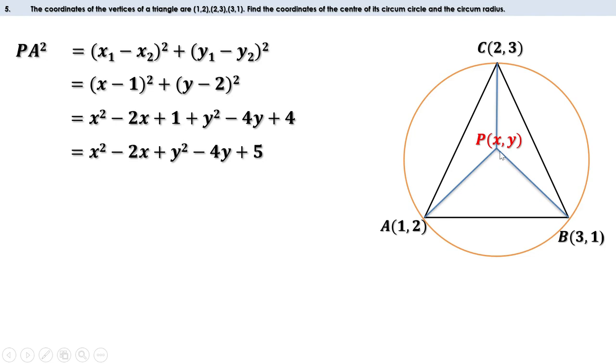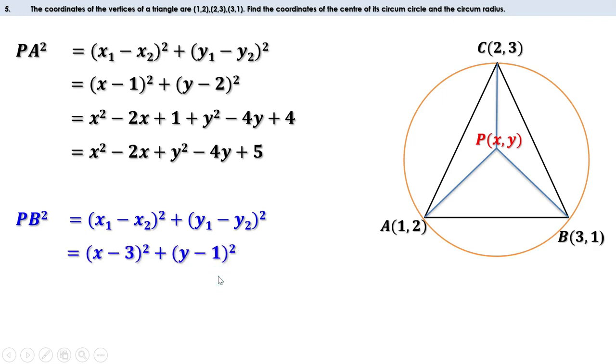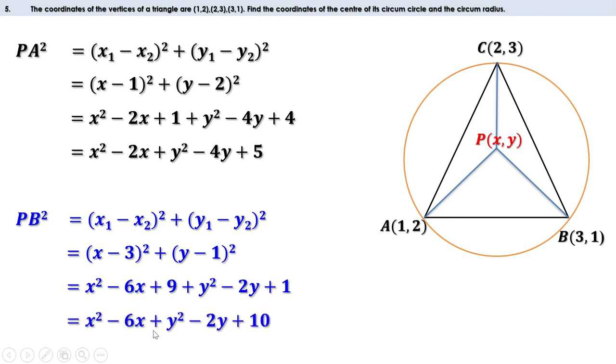Now let us find PB square. PB square is (x1 minus x2) whole square plus (y1 minus y2) whole square. We can take x1 as x and x2 as 3, y1 as y and y2 as 1. So this can be written as (x minus 3) whole square plus (y minus 1) whole square. (x minus 3) whole square is x square minus 6x plus 9 and (y minus 1) whole square is y square minus 2y plus 1. 9 plus 1 is 10. So this can be written as x square minus 6x plus y square minus 2y plus 10.